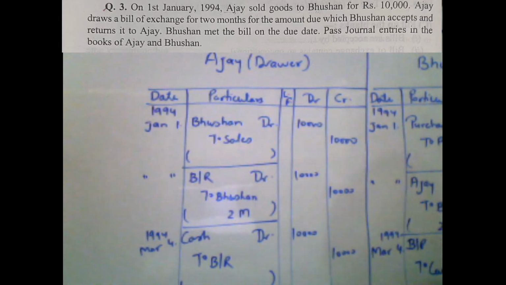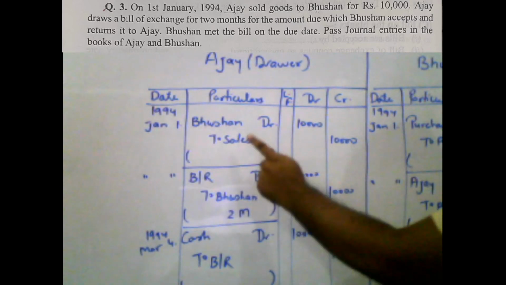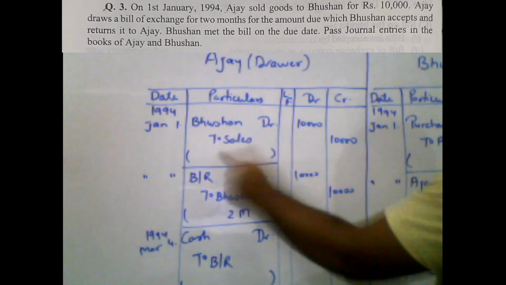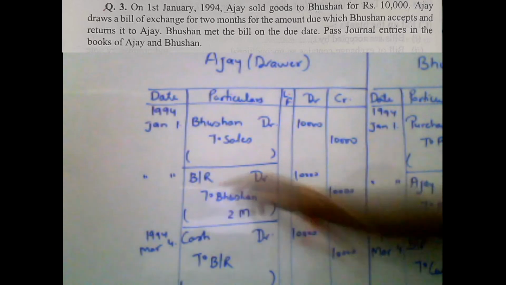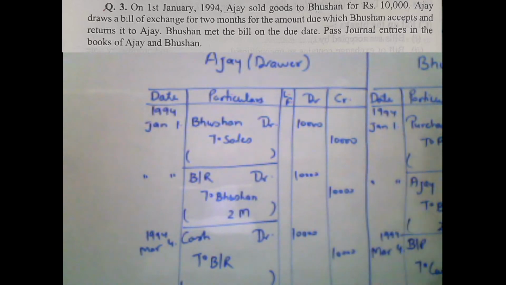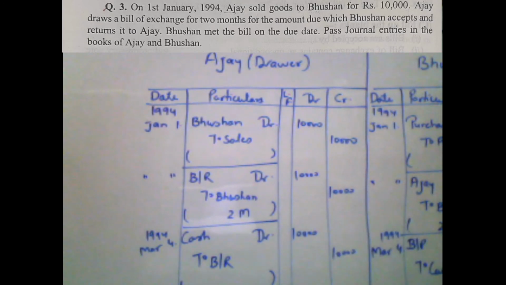Thereafter you can see that all the transactions which are related to Ajay, अजय ने क्या क्या किया वो आप नोट डाउन करो। पहले अजय ने क्या किया, गुड सोल्ड किया, गुड सोल्ड करने की एंट्री जनवरी 1 1994, किसको सोल्ड किया, भूषण, भूषण अकाउंट डेबिट टू सेल्स 10,000। Thereafter Ajay draws a bill for 2 months from the amount due, which Bhushan accepted and returned to Ajay. It means Ajay received acceptance, so what is the entry related to the received acceptance, that is BR account debit to Bhushan, and amount will be 10,000 and 10,000.